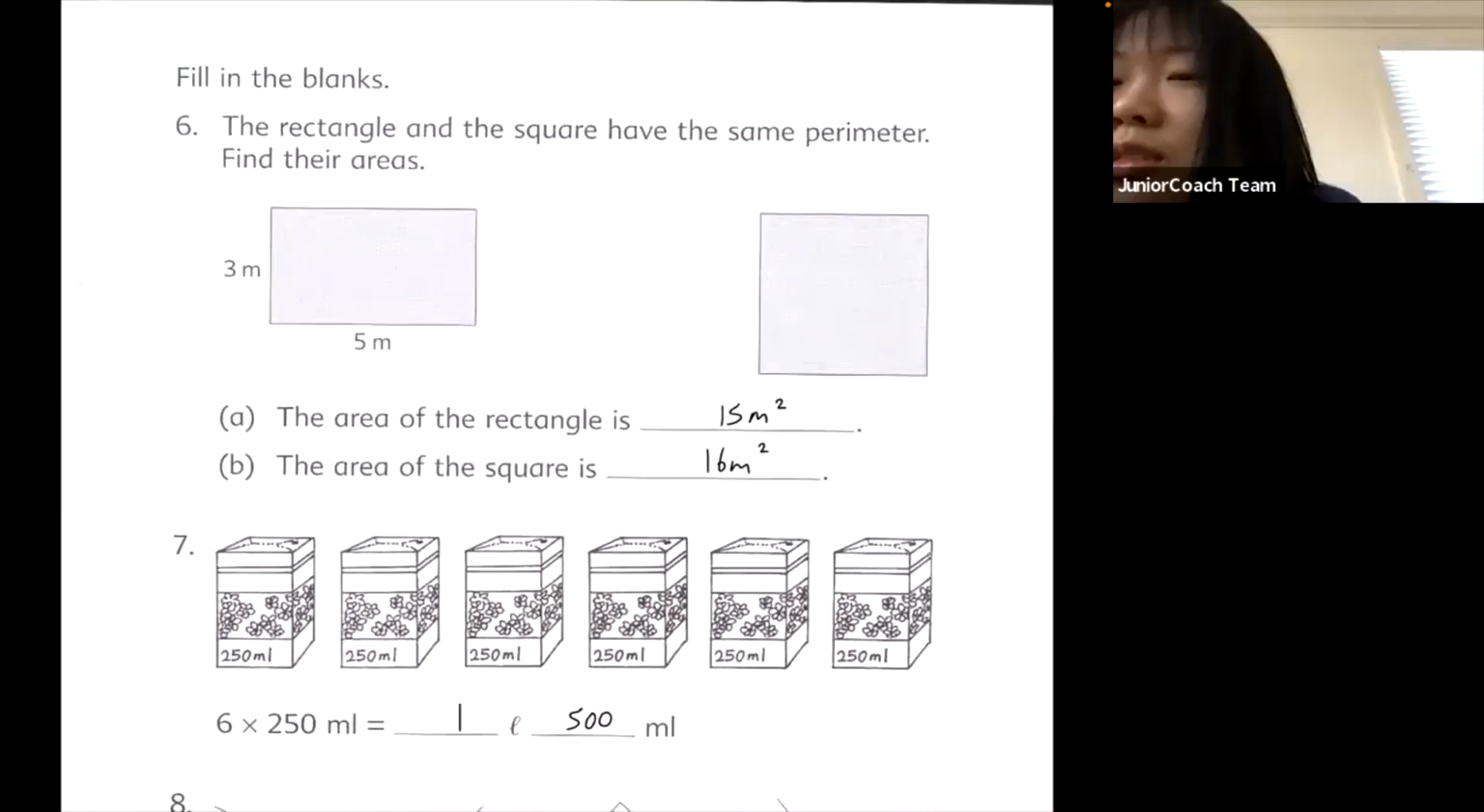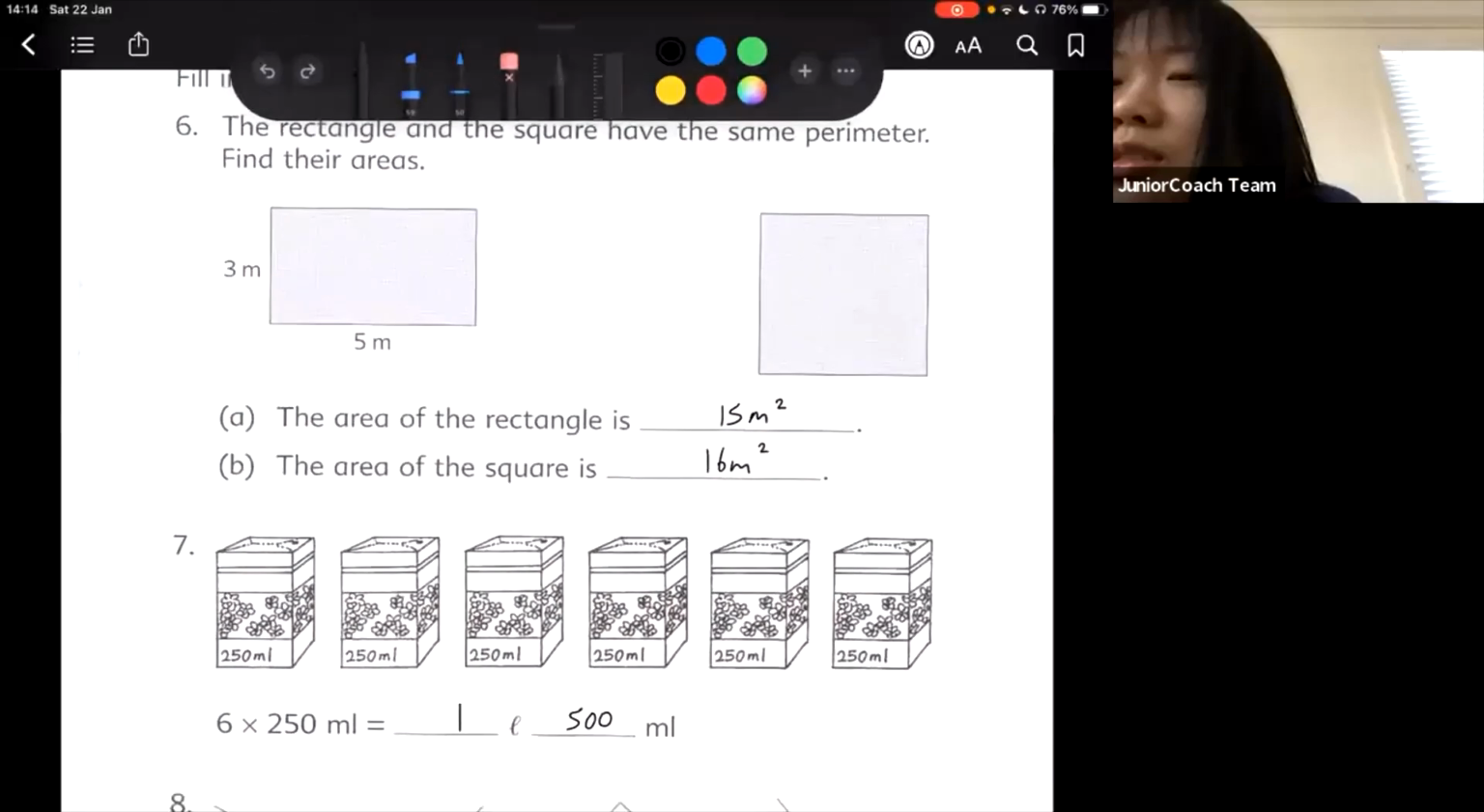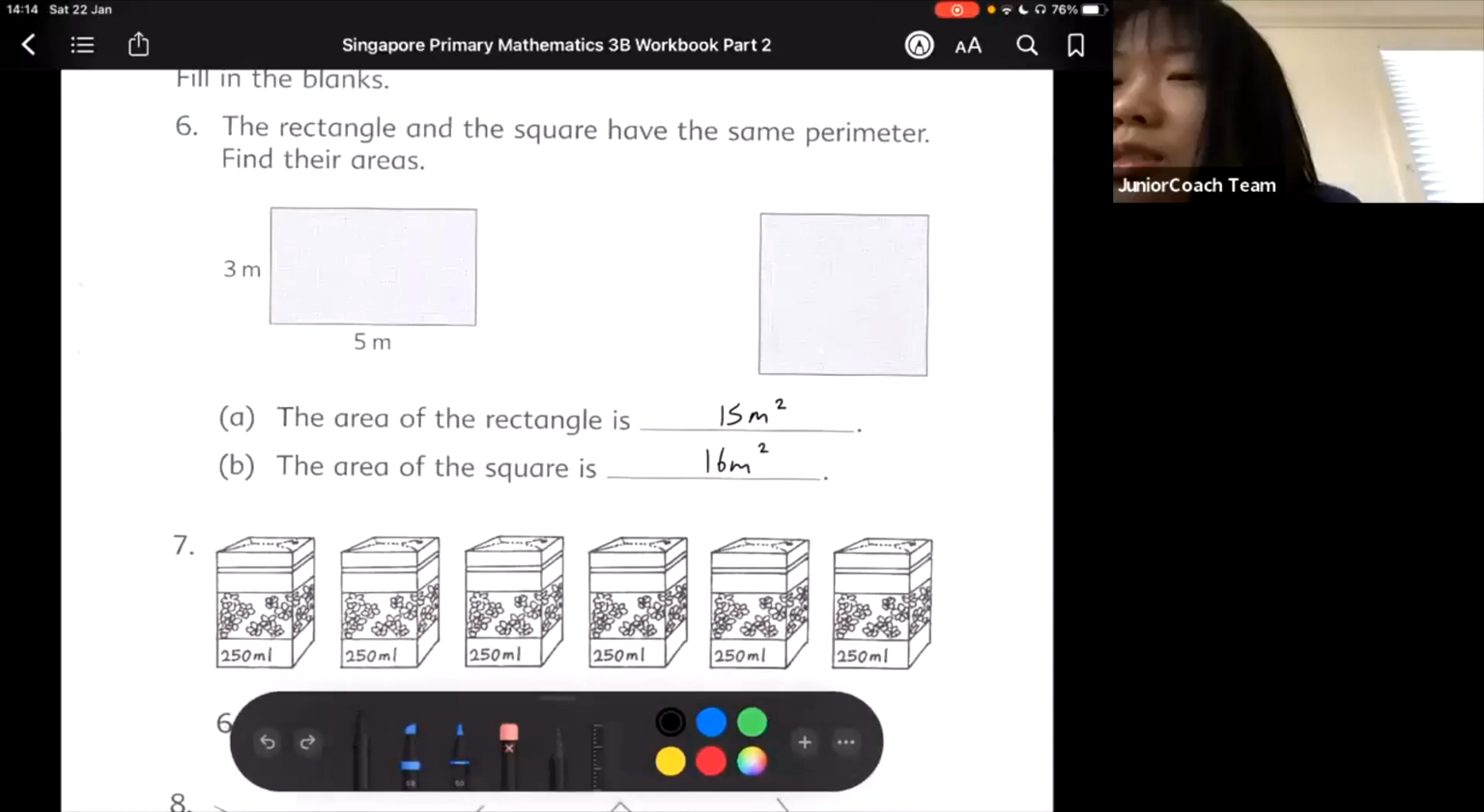Okay, I'll try picking up the pace a bit. I think one or two of you didn't read the question very closely. They're asking for the area of both shapes. So I think some of you wrote the area and perimeter of the square, which is not what you're supposed to do. Okay, anyways, the area of the rectangle, we remember that area equals length times breadth, right?